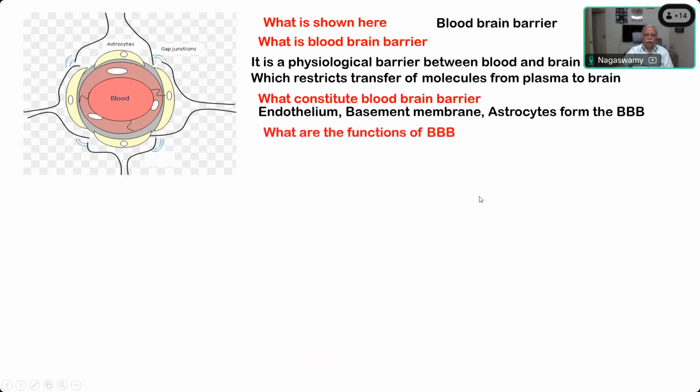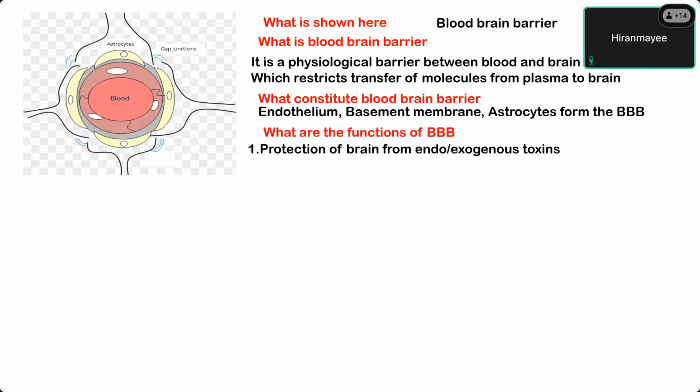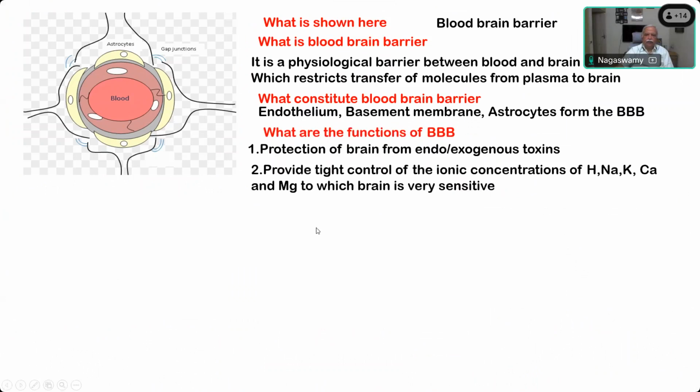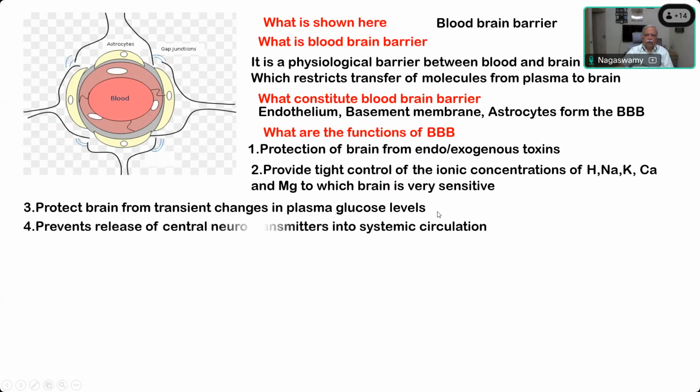What is the function of the blood-brain barrier? It allows only selective movement of molecules. Protection of the brain from endogenous and exogenous toxins. It provides tight control of the ionic concentrations of hydrogen, sodium, potassium, calcium, magnesium, to which the brain is very sensitive. It protects the brain from transient changes in plasma glucose levels. It prevents release of central neurotransmitters into the systemic circulation.